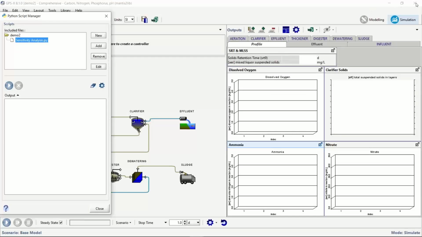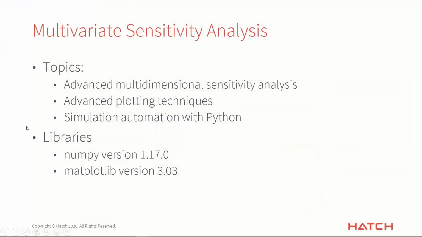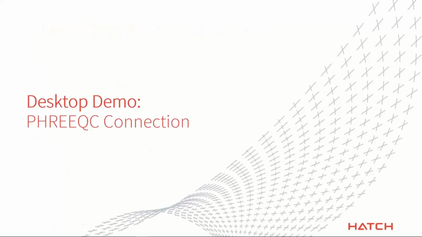Okay, so let's go back to our slides now. Just have to close the Python now. In our slides, the next thing that we want to take a look at is how we can connect to an external source or an external software in GPSX, like PHREEQ, for example.